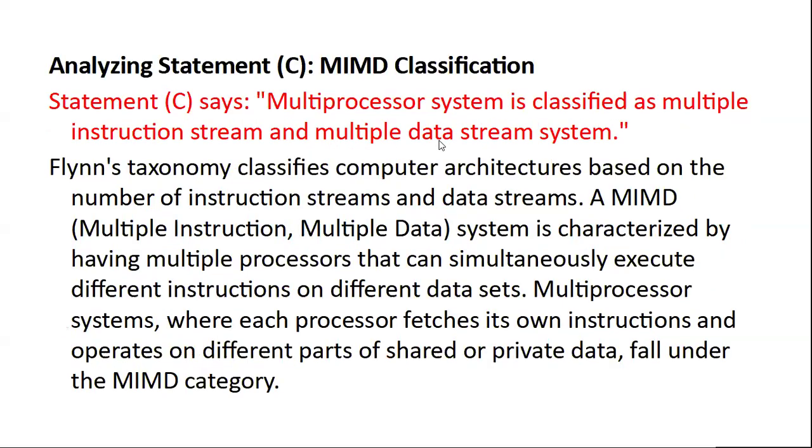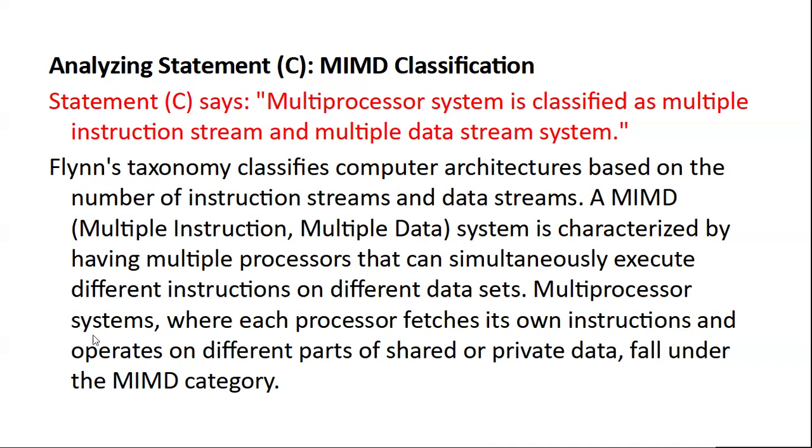Next, statement C: a multiprocessor system is classified as multiple instruction stream and multiple data stream. That is true. This is a classification of Flynn's taxonomy. MIMD is the classification coming under Flynn's taxonomy. A MIMD, that is multiple instruction, multiple data stream system, is characterized by having multiple processors that can simultaneously execute different instructions on different data sets. That is what is meant by this: simultaneously, you can execute instructions on different data sets.